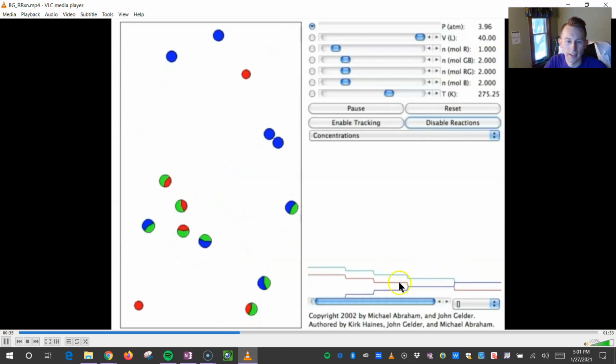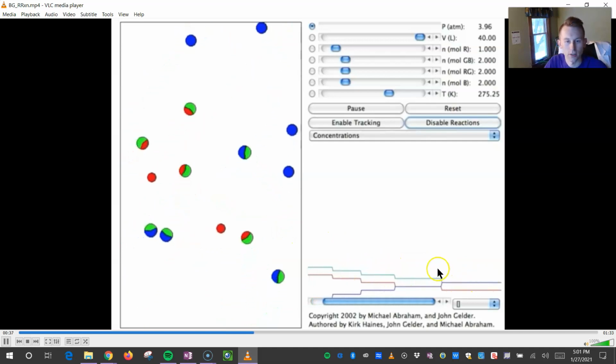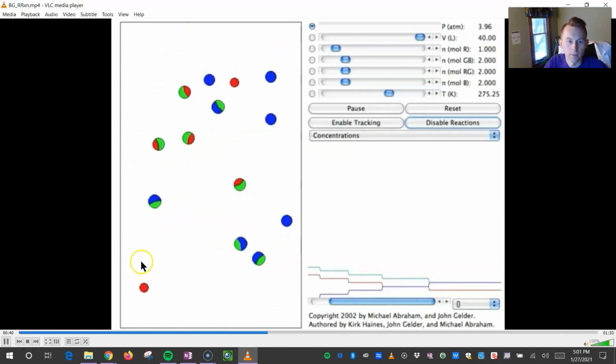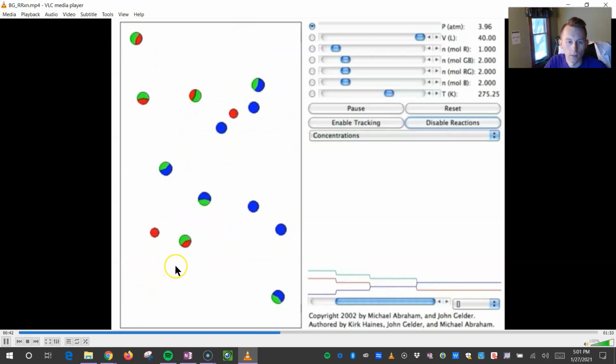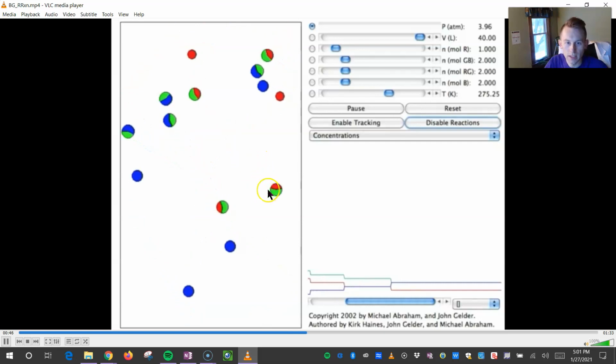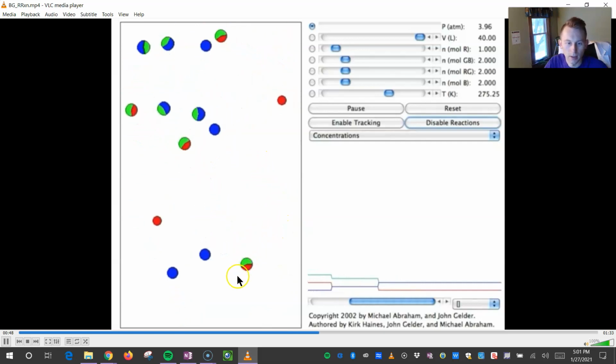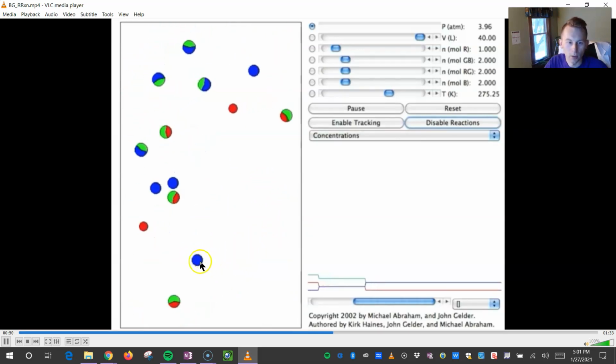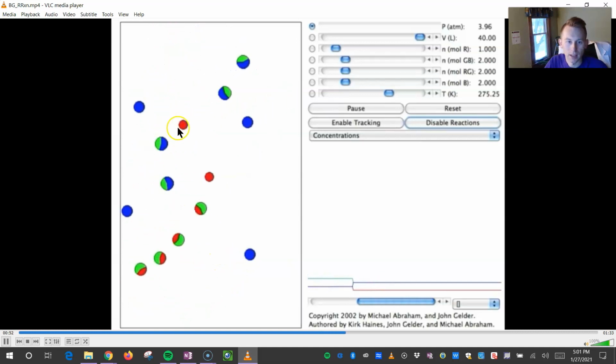So this over here on the right hand side, if you're curious, that shows the concentration or the number of particles. And so we notice, hopefully you're noticing, that we're getting more of these other particles that are being created, and more lone blue guys and less of what we started with.